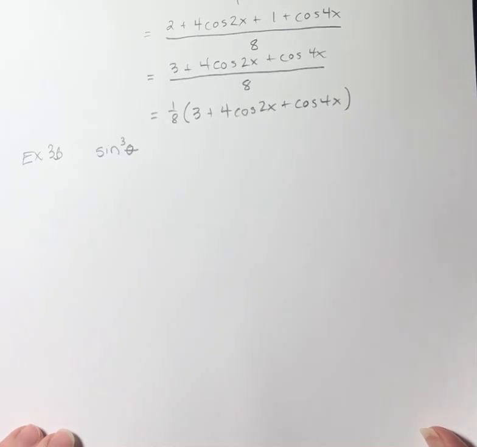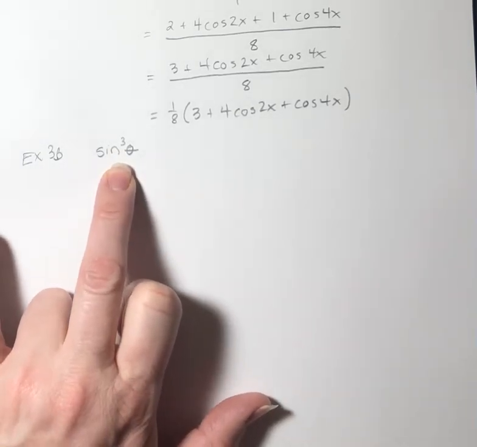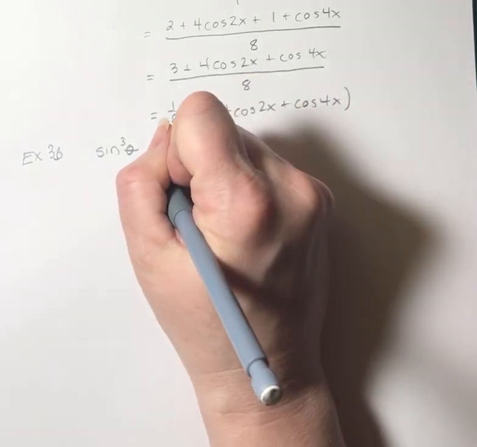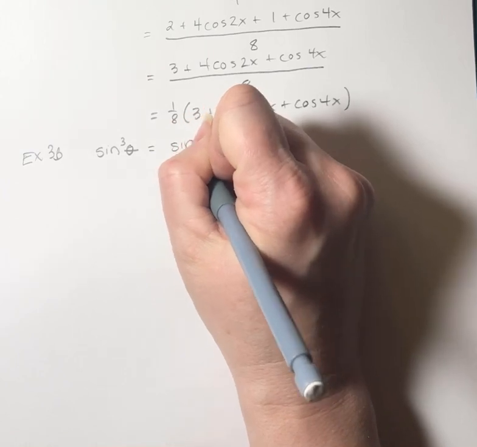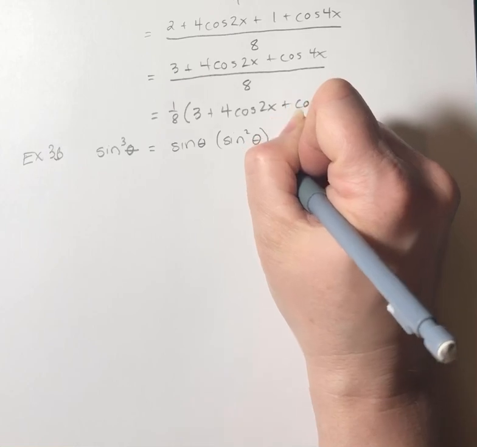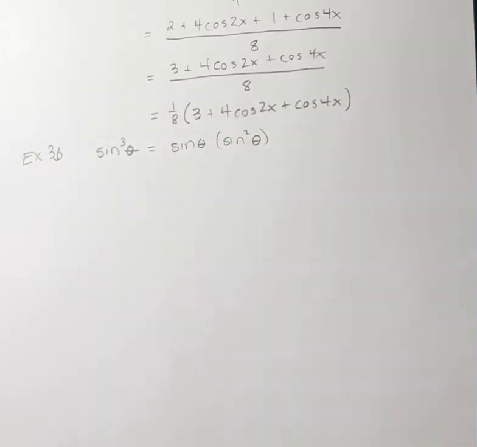All right. Again, rewrite this in terms with no power greater than 1. Okay? So the first thing I'm going to do is I'm going to break it apart. If you have an even powered one, you deal with it like we did the last problem. If you have an odd power one, this is how you deal with it. I'm going to take the sine of theta times the sine squared of theta. Okay? I can use the identity here.